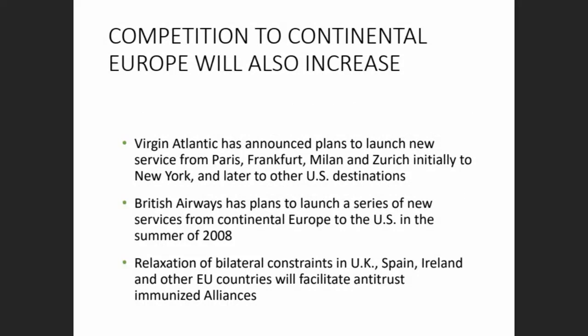Competition will also increase in continental Europe. Virgin Atlantic has plans to launch new services from Paris, Frankfurt, Milan, and Zurich, initially to New York and later to other US destinations. British Airways has plans to launch a series of new services from continental Europe to the US in the summer of 2008. Relaxation of bilateral constraints in the UK, Spain, Ireland, and other European countries will facilitate antitrust immunized alliances.